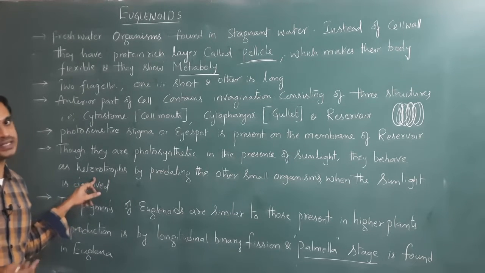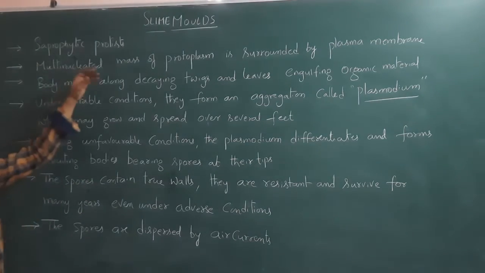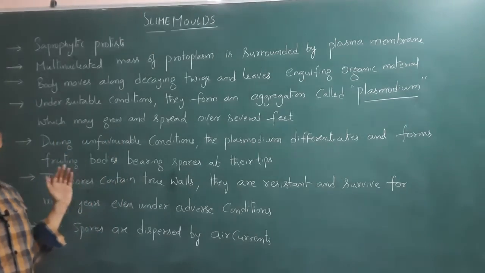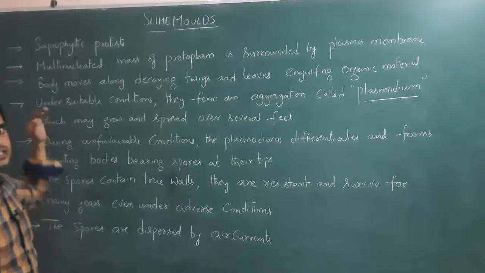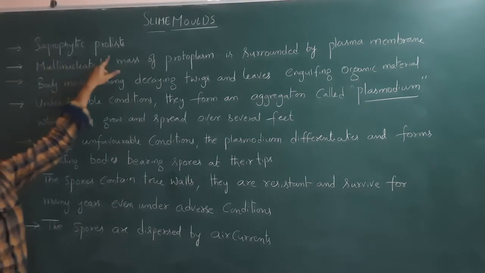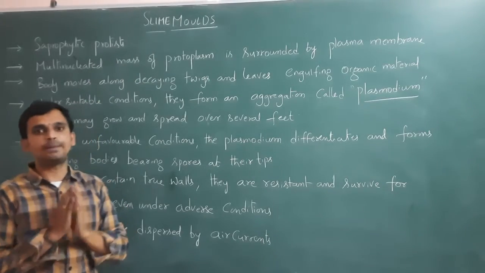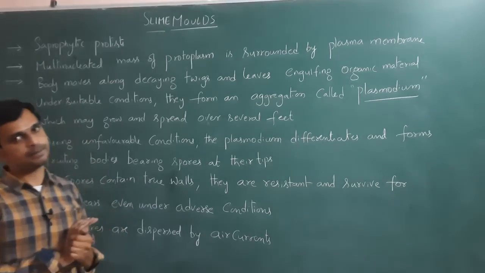Now coming to the slime molds. So we have completed euglenoids. Slime molds come under kingdom Protista. These are the fourth group of organisms which come under kingdom Protista. Slime molds are the saprophytic protists. What are saprophytes? The organisms which depend on dead and decaying matter are called saprophytes.